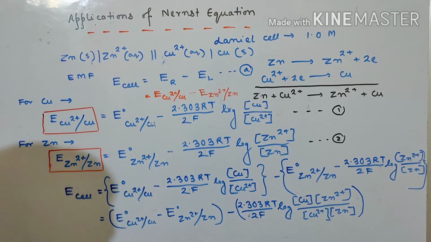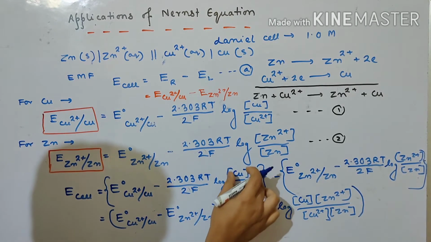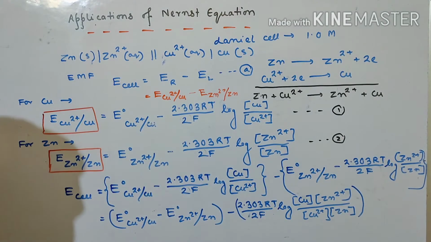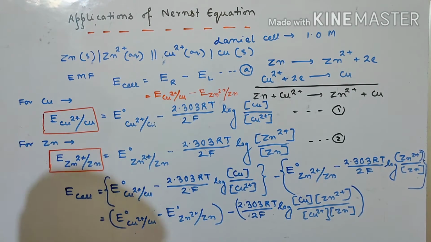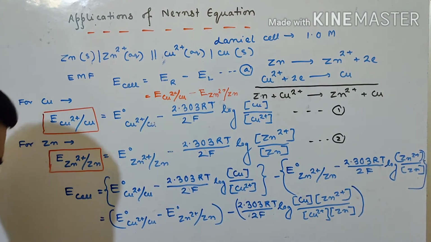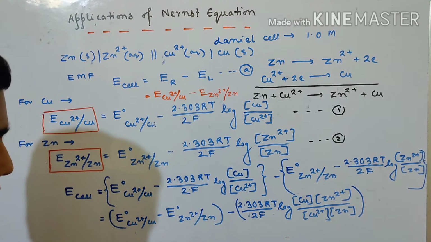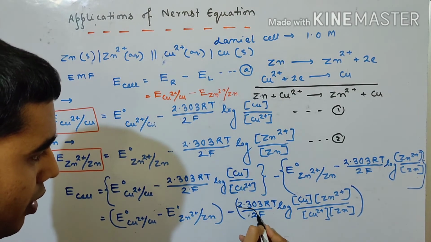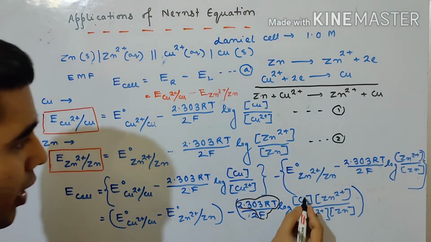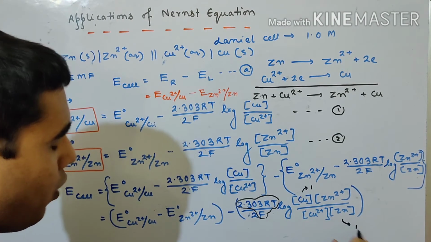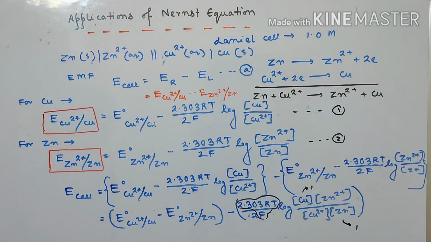Because as you know, if log is an addition, log A into B, we can write down as log A plus log B. So it was in the form of log A plus log B. We have written down in the form of log AB. We also know that this part will be coming down as 0.059, and these two are unity because these are in solid form. So if it is in solid form, obviously the concentration won't be changed.